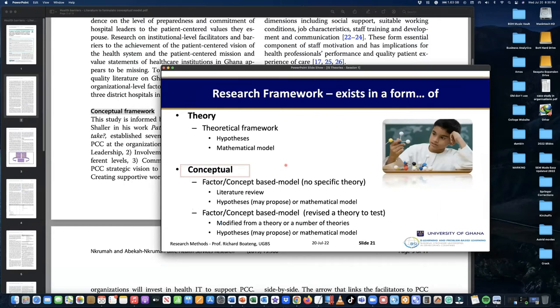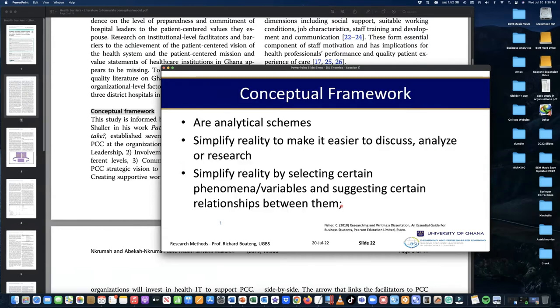But when it comes to conceptual frameworks, you can have different ones. You can have factor-based models, which have got no theory, and others which have got theory. Okay, the conceptual framework's objective here is to simplify the reality and make it easy for us to understand. The same way, the model also tries to simplify the reality and make it easier for us to understand. But when you talk about the level of theorization, the framework and the model are different. So we can discuss it later.